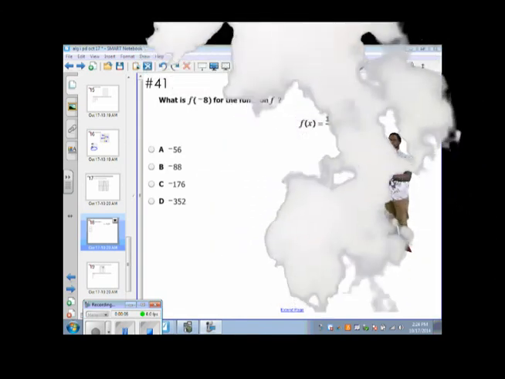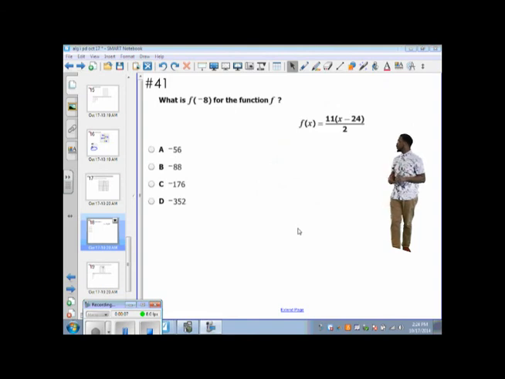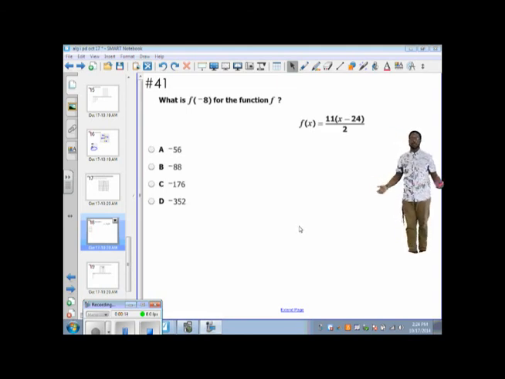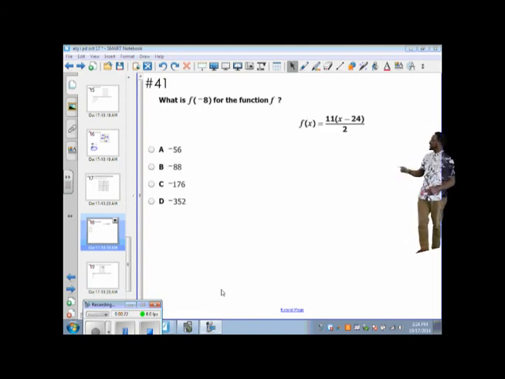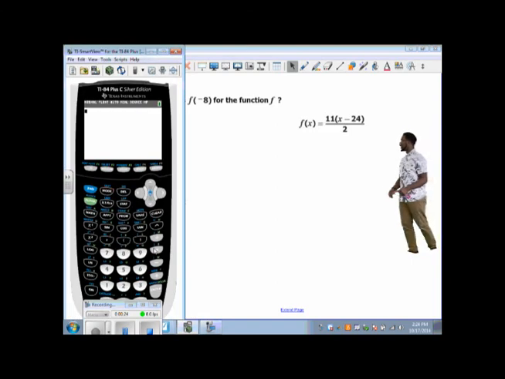Good afternoon. We're getting ready to take a look at this question. What is f of -8 for the function f? First, let us analyze what f of -8 means. F of x is really just a fancy way of saying y equals. Y equals, light bulb, that means I need to grab my TI-83 and hit y equals right away. So let's do that. TI-83, y equals.